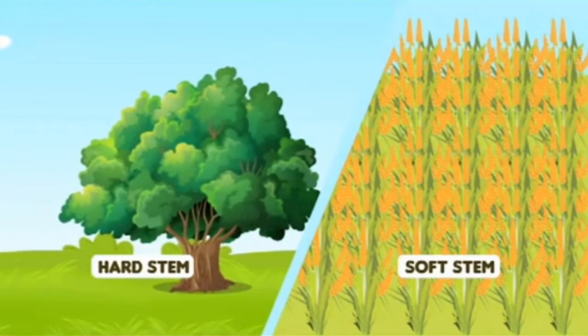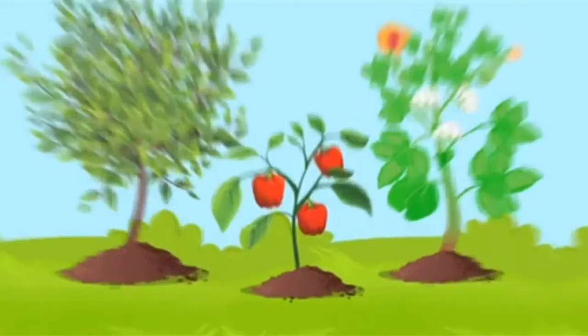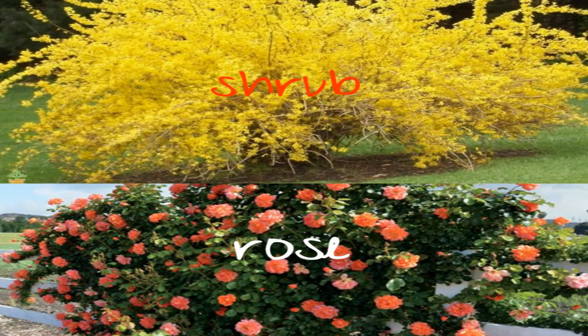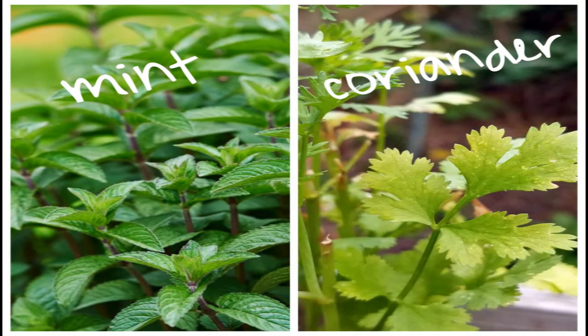So a plant that has a hard and thick trunk is known as a big tree, like mango tree, banyan tree. Okay, similarly, plants that have several stems growing from the ground, and such branches are thin and woody stems, this is known as shrubs. For example, rose and bougainvillea. And plants which have green and soft stems are called herbs, like mint and coriander.